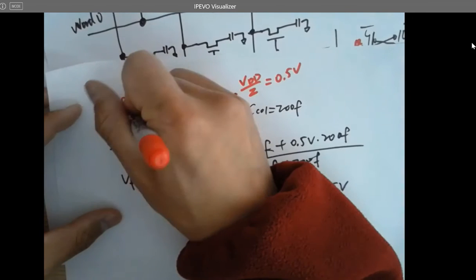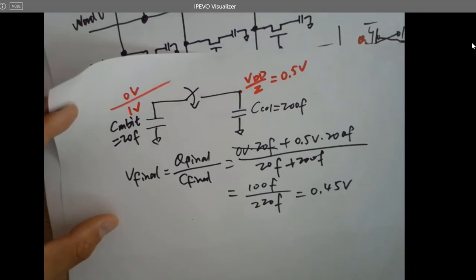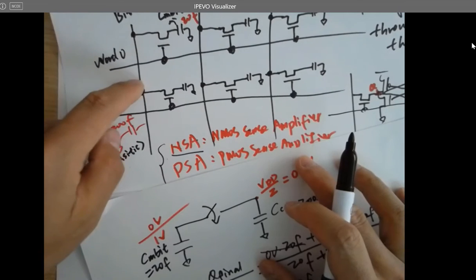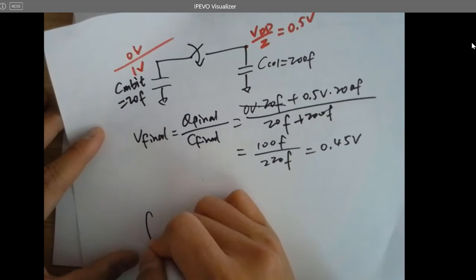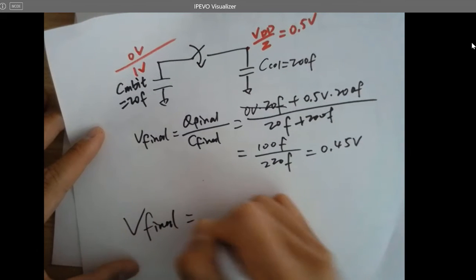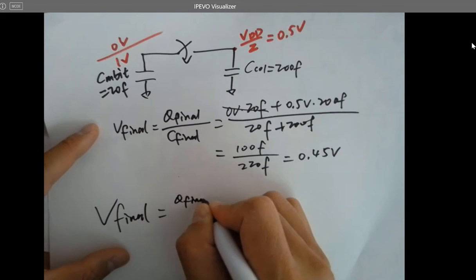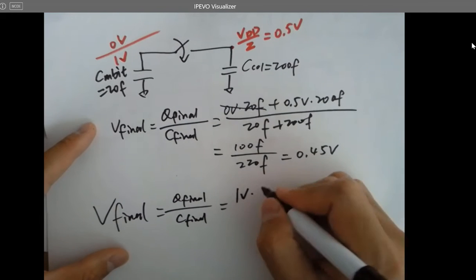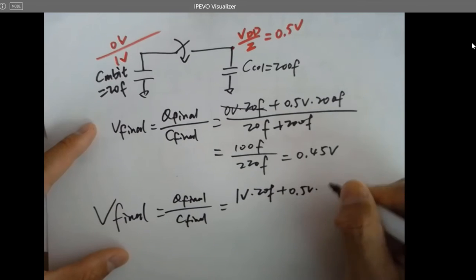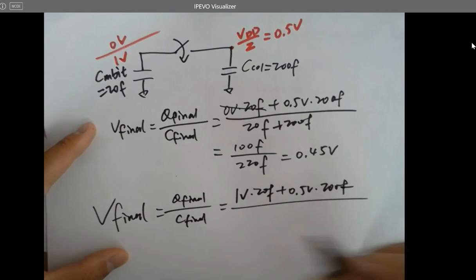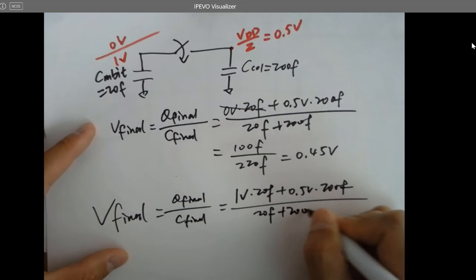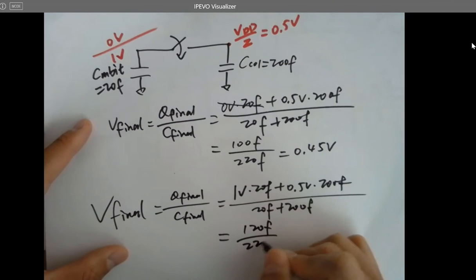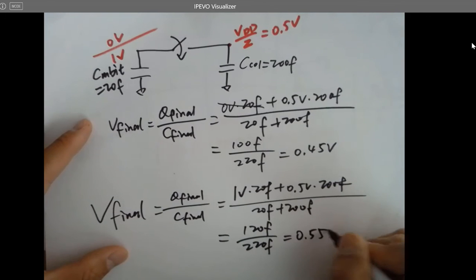So let's look at the 1 volt case. If this guy stored 1 volt at the very beginning and we still pre-charge the bit line to 0.5 volts, then what's going to happen? One volt this time compared to the 0 volt last time. This will be 120 femto over 220 femto, and it is 0.55 volts.